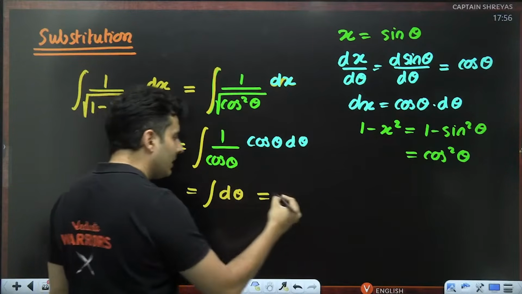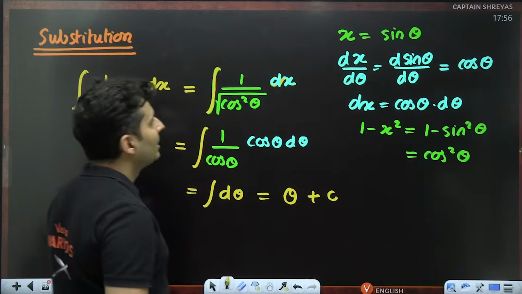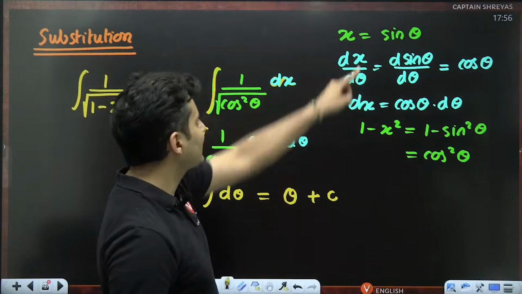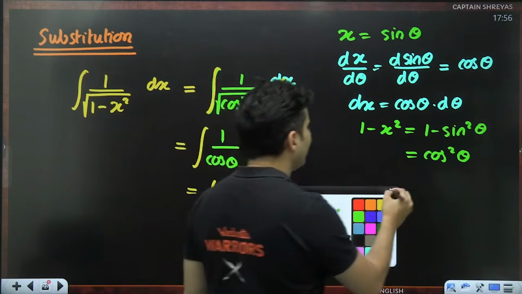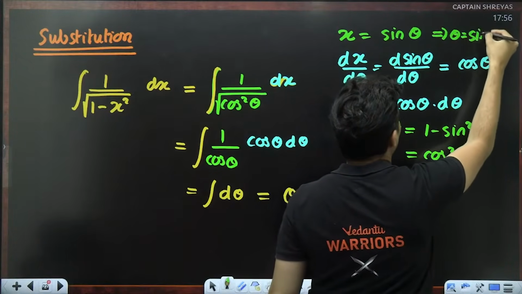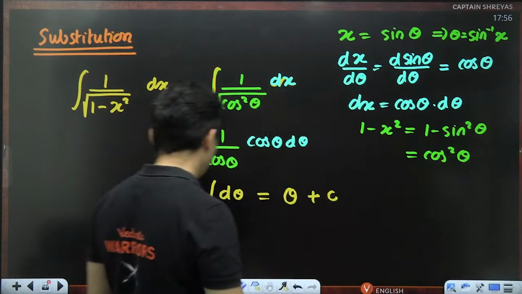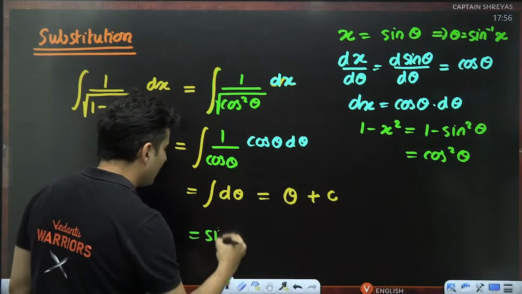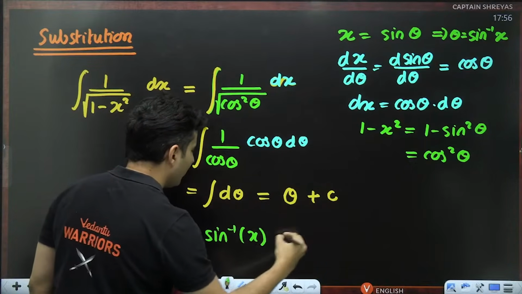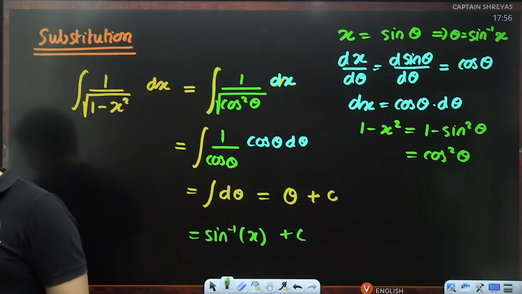So integration of d theta is just theta. So theta plus c. But what was theta? Well, x is sine theta. If x is sine theta, that means theta will be sine inverse of x. Hence, the final answer will be nothing but sine inverse of x plus c. That is the answer to this particular question.